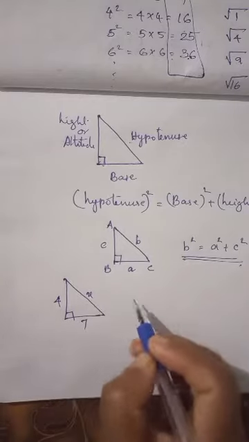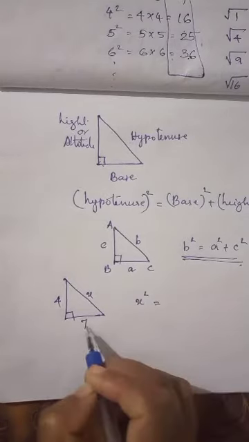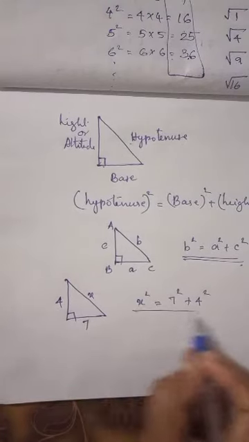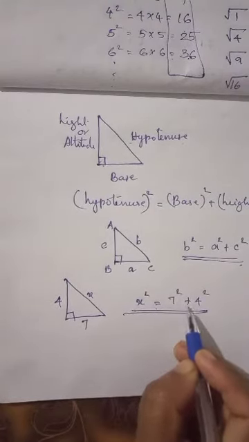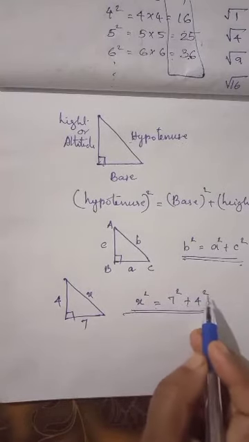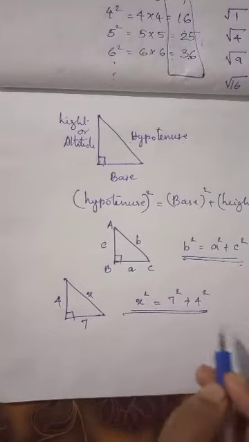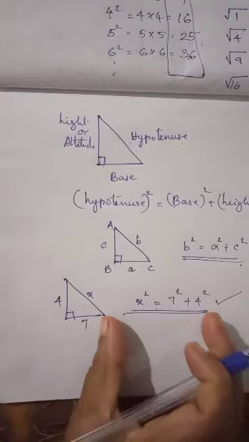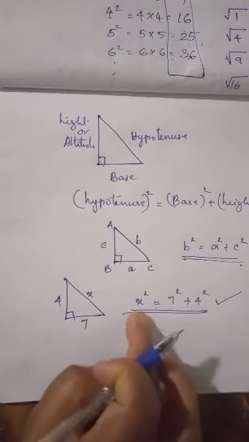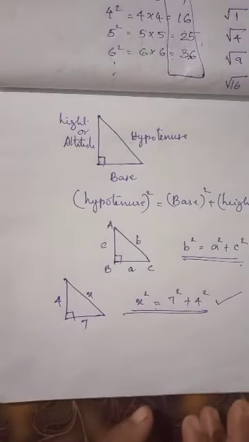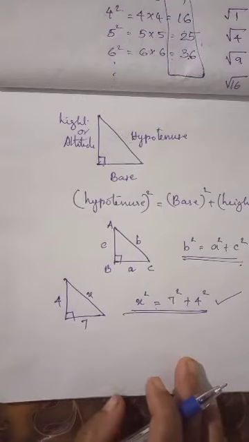That is, hypotenuse square x square is equal to base square plus height square. So this is the equation: x square is equal to 7 square plus 4 square. 7 square, we know, 7 into 7, 49. 4 square, 4 into 4, 16. 49 plus 16, you will get one number, and x square is equal to that number. But they are asking only the equation, so we have to write like this. If they are asking to find the value of x, then you have to solve it and find the value of x.